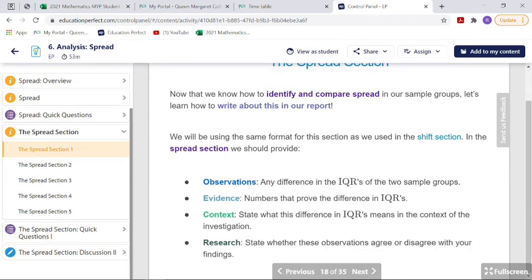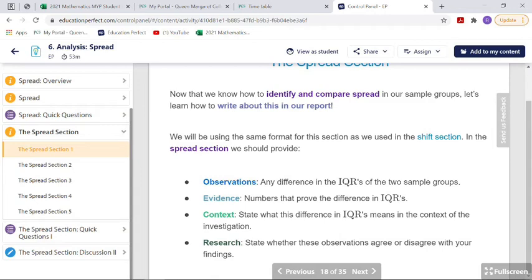So the same exact 4 things that we talked about in the shift section, you're going to make observations. Is there any difference between the IQRs of the 2 sample groups? Okay? Do they have to always have differences? No, you could get data that has the same IQR, couldn't you? It's not likely, but it could happen.